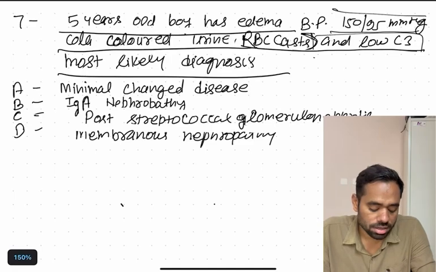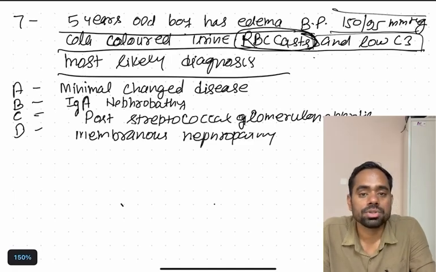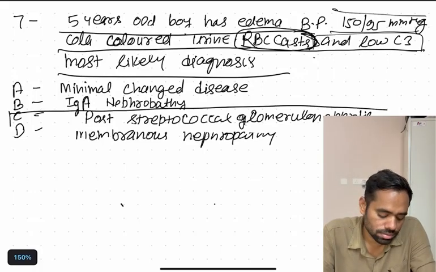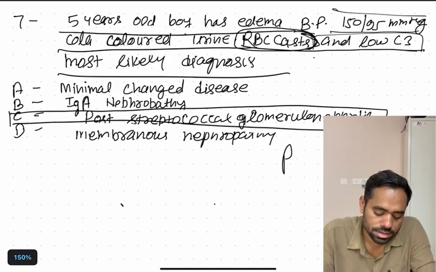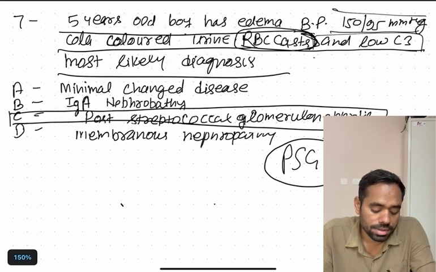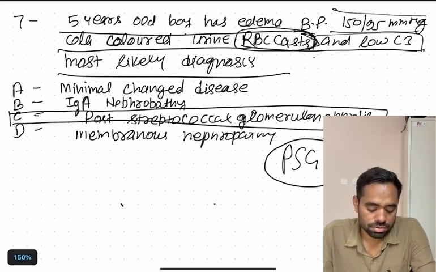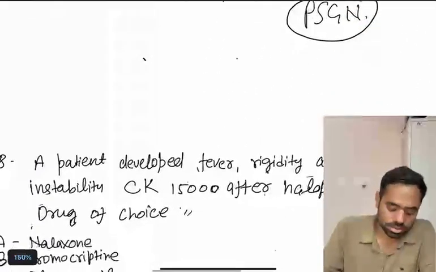Okay, so if RBC cast is present in urine, it means the origin is glomerular. So this patient is a case of glomerulonephritis. So here PSGN, post streptococcal glomerulonephritis, is the diagnosis. Okay, MCD, minimal change disease, is also very important. So always cover all these questions.